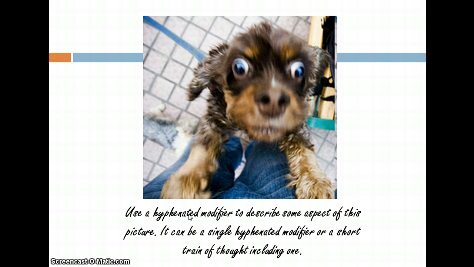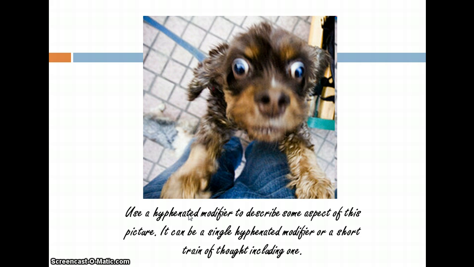So this is the first picture. In your composition notebook, I want you to attempt to use a hyphenated modifier to describe some aspect of this picture. It can be from the dog's perspective. The dog is actually jumping onto someone's legs, so it can be from the owner's perspective. But you're just going to try and copy down something that is going on in this picture and try to use a hyphenated modifier to describe it.